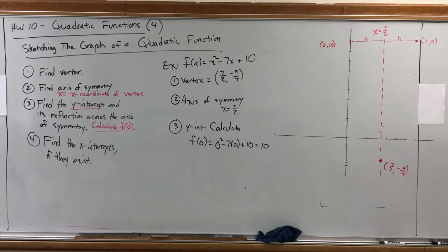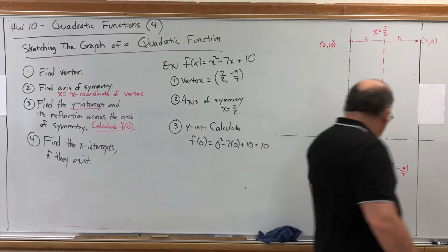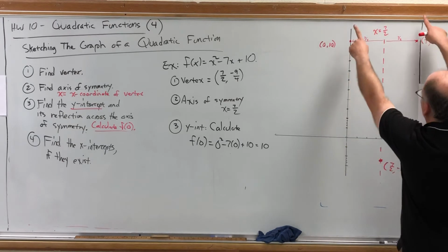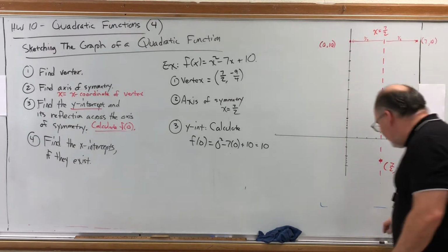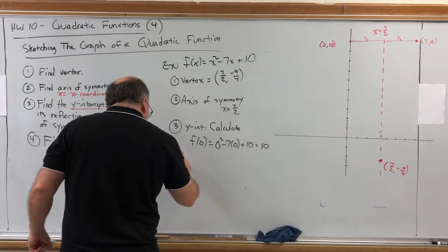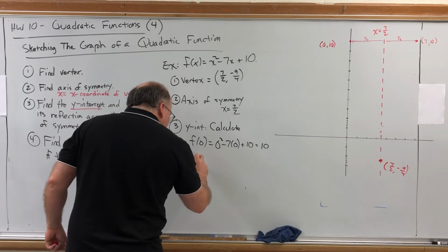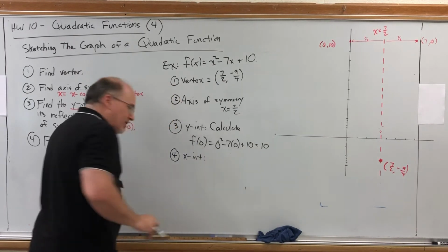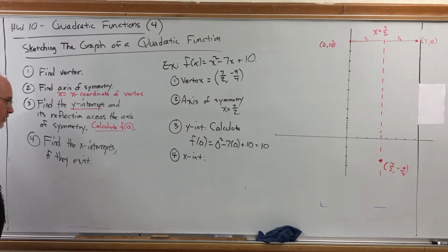At this point, we could probably draw our parabola. We know where the vertex is. We know it goes up and makes that shape. But let's go ahead and find the x-intercepts, because this is also going to be a recurring theme throughout the next few homework sections.